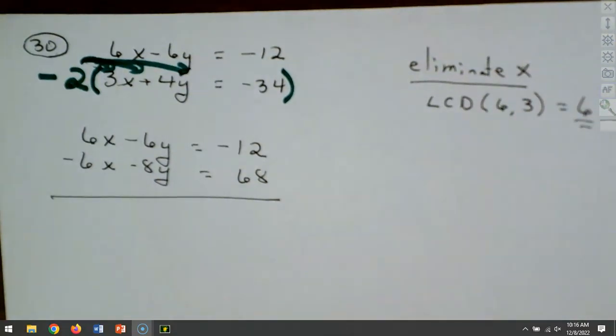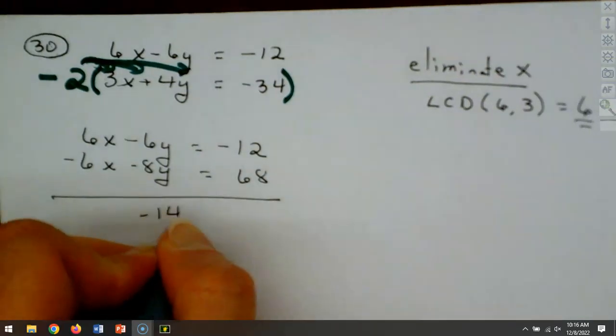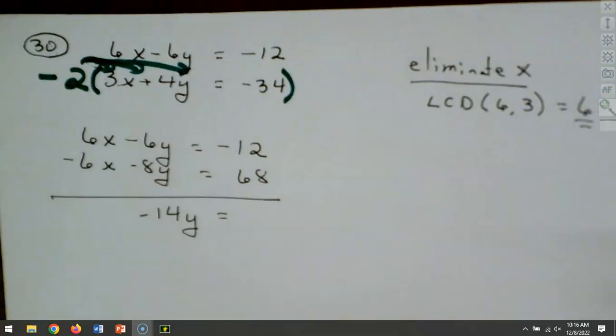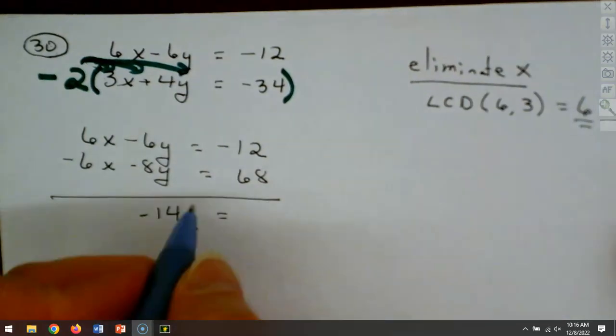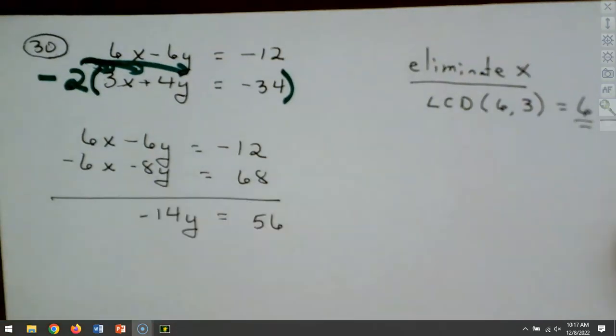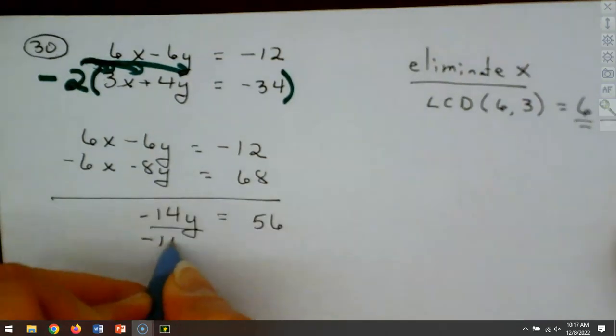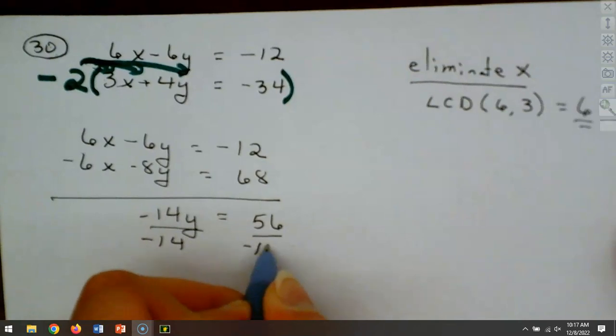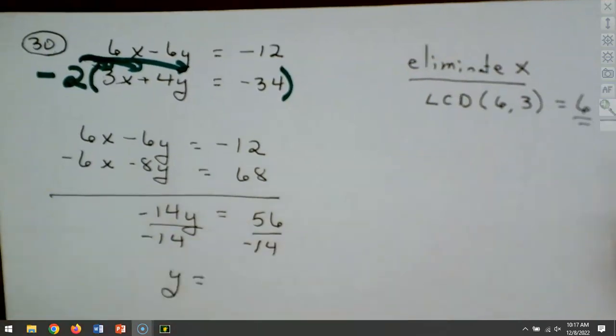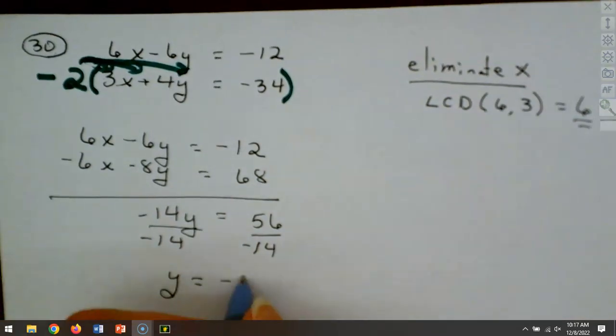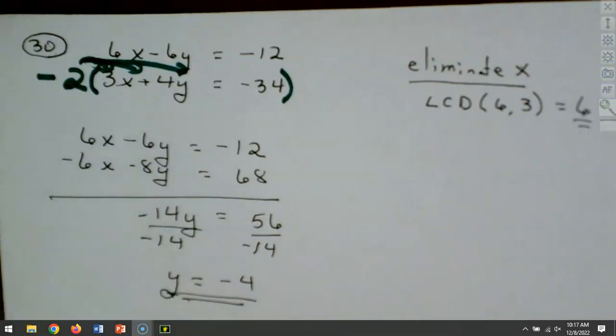Add down. What happens is you get a 6 and an 8, both negative. They go together, and they give you a minus 14y. And we've got 68 and a minus 12. That makes it a positive 56. We'll divide by our negative 14. And that gives you y equals negative 4. Right, watch your signs. Very, very careful with that. Okay. Positive over negative makes it negative.